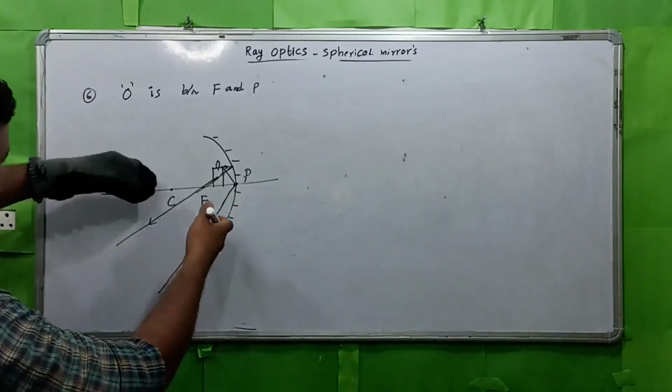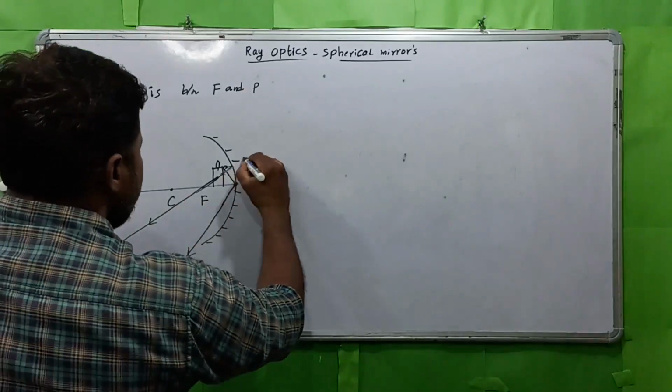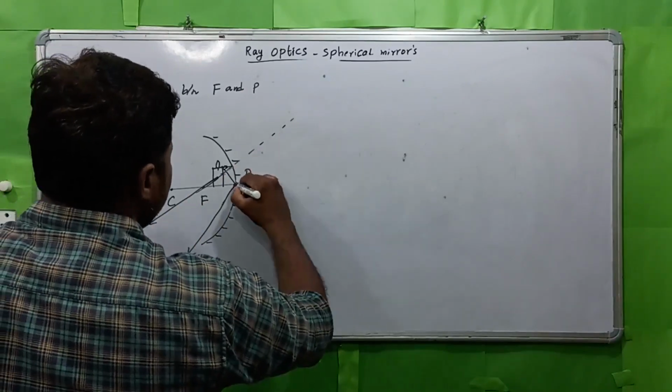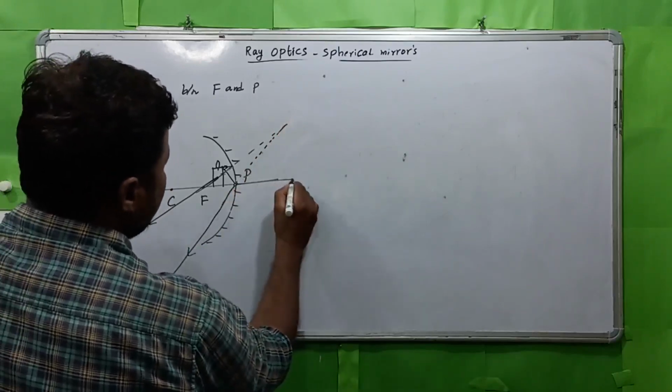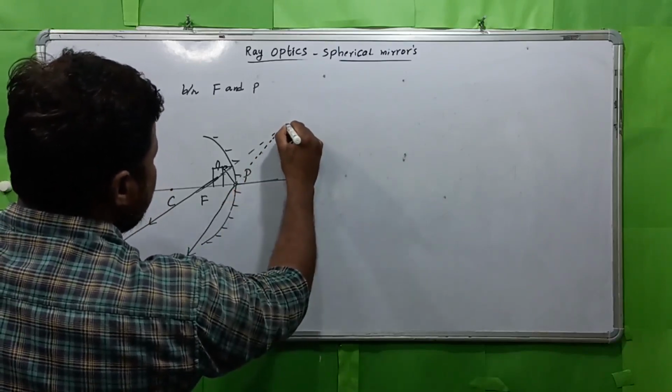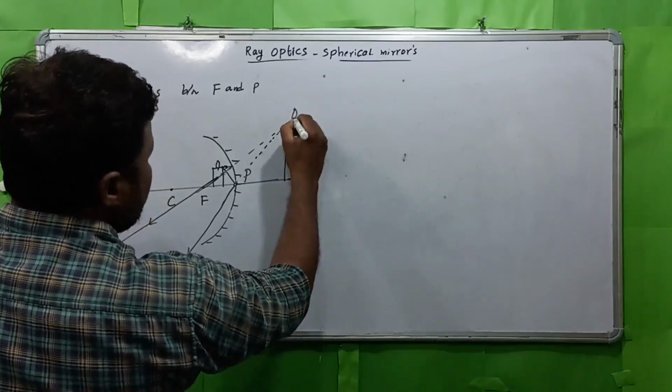If you observe, these two rays are a divergent beam of light rays. They are not going to meet in front of the mirror. If I extend these rays backward, there is an intersecting point. Means the image is formed here. Image.